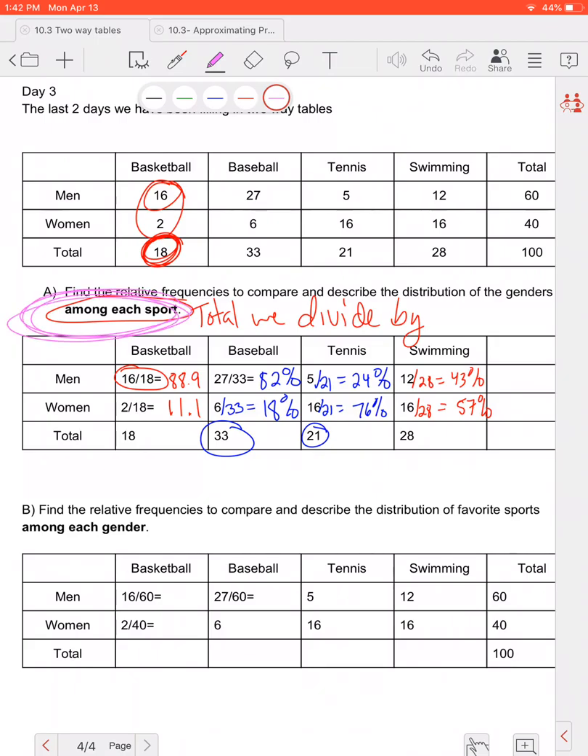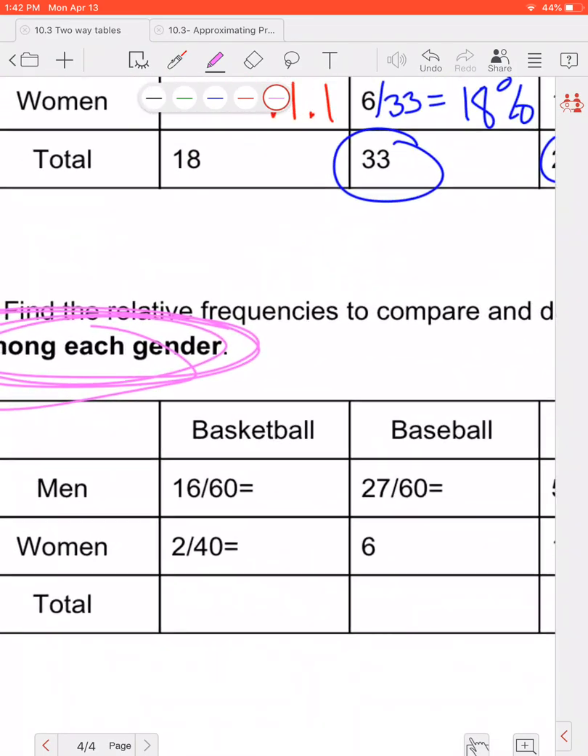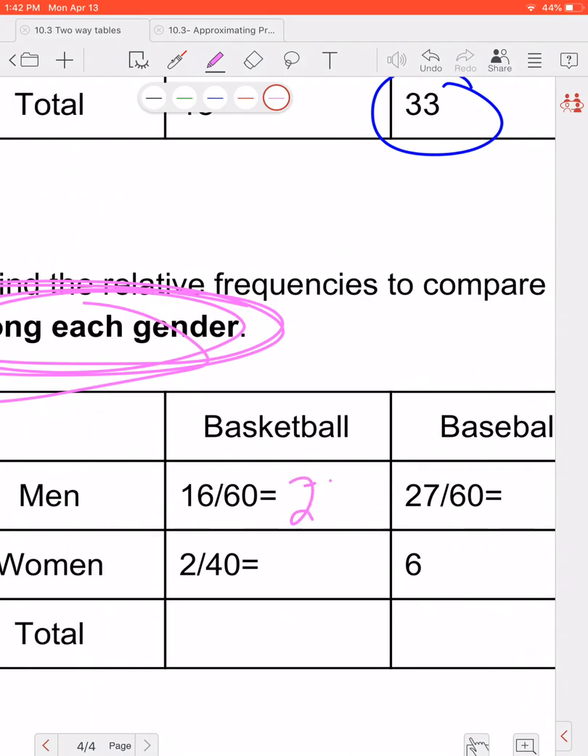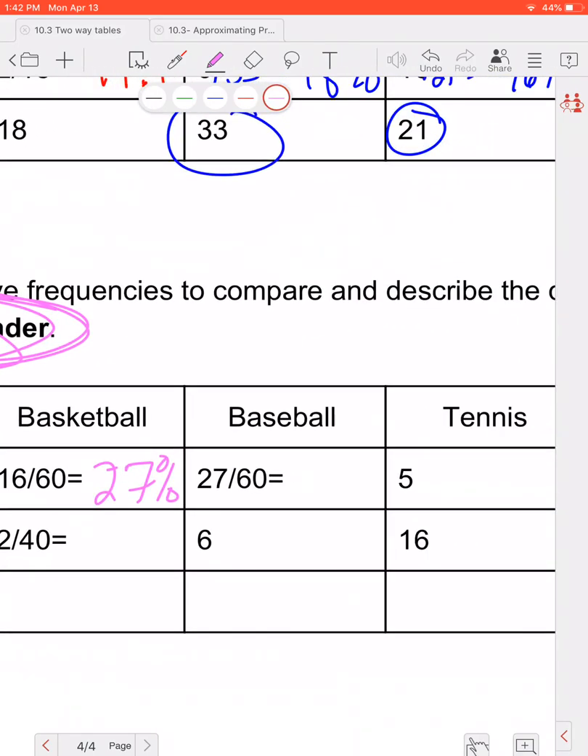We're going to look at the same table, but this time it says favorite sports among each gender. So we're going to divide by the gender total. So we're looking at 60 and 40. So we're going to say how many percent of men like to play basketball versus baseball versus tennis. So because the total of men is 60, we're going to do 16 divided by 60, which would be about 27% if we round. 27 divided by 60 would be 45%.